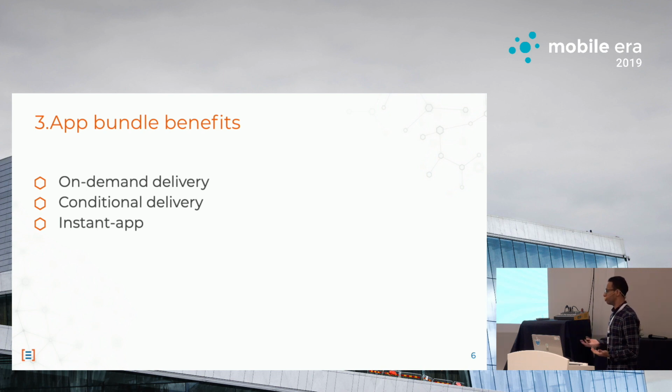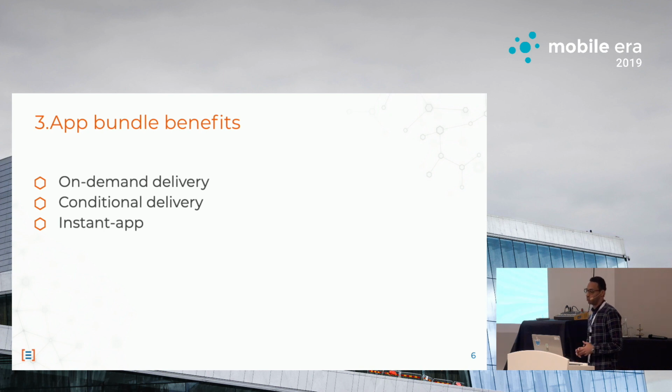The next benefit is the app bundle benefits. We can have on-demand delivery, a module easily installable and uninstallable when it is needed, maybe when the application is in the hands of the users. Conditional delivery, so we can install the app based on different conditions, such as user country or device properties.